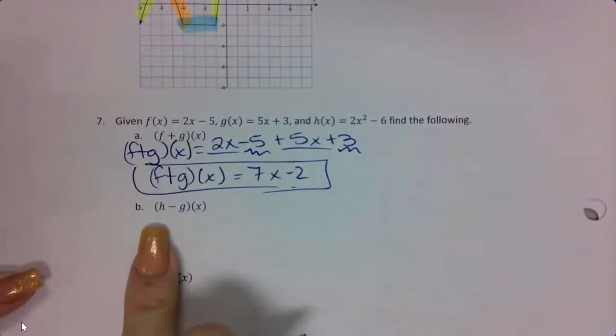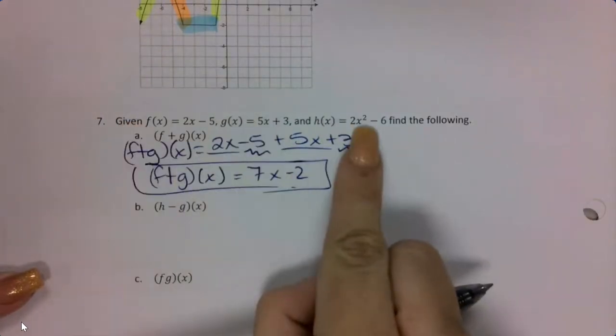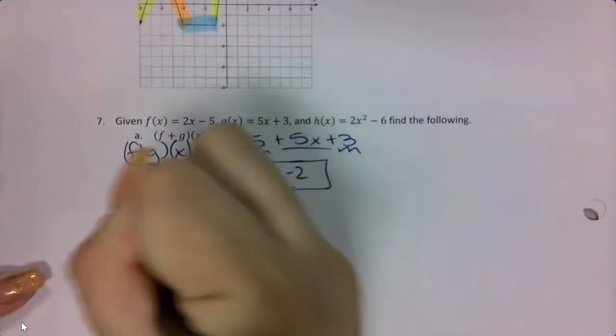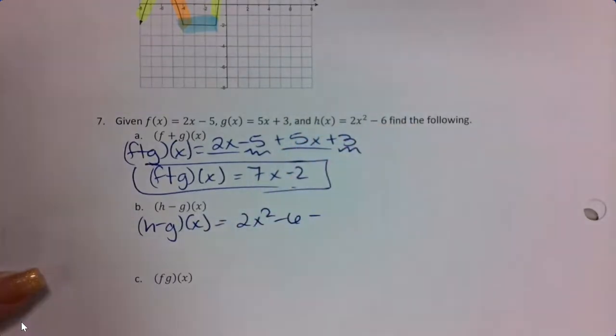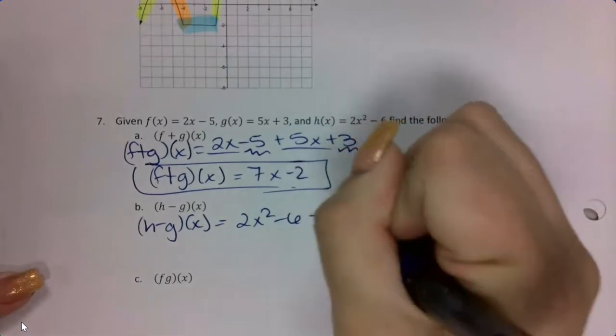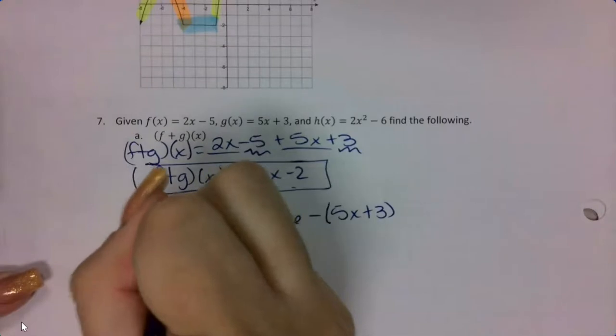B is h minus g. It gives me 3 functions, so I want to pay attention to that I'm picking the correct one. H is the very last one. So I'm going to do 2x squared minus 6 minus my g function, which is 5x plus 3. Then I want to go ahead and distribute that negative.